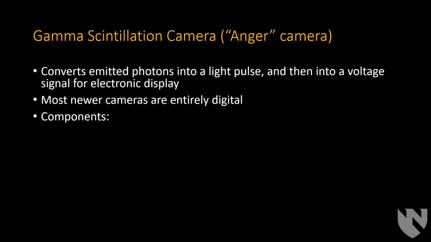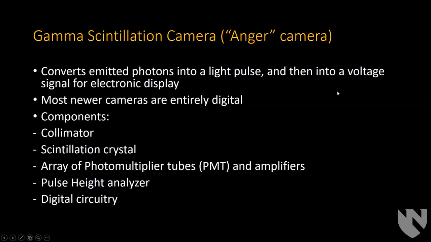A gamma camera is a camera that converts photons emitted by a radiopharmaceutical into a light pulse, and then that turns into a voltage signal, which then gets recorded into a computer for electronic display. Most newer cameras are completely digital. Older cameras have several components.